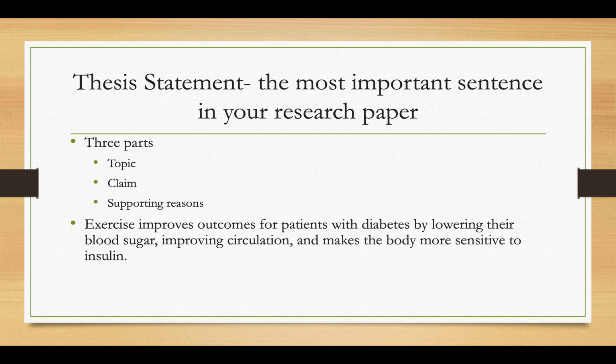So I'm going to give you 2 examples. 1, exercise improves outcomes for patients with diabetes by lowering their blood sugar, improving circulation, and making the body more sensitive to insulin. So there, our topic is exercise, and our claim is that it improves outcomes for patients with diabetes, and then our supporting reasons are the rest of that sentence.